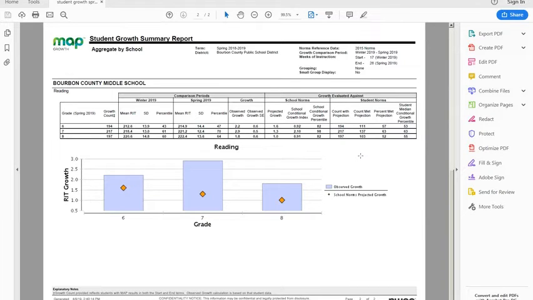So we're going to move down here to reading now, and you can see we have the same good news again. All of the bars show that we outperform what MAP thought we would grow, and we outgrew that in every area. So again, you go up here to where they're comparing our school to other schools. Anything at 0 is typical growth. Anything above that is above typical growth. So we are above typical growth at every grade level.